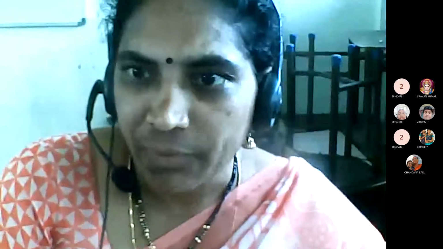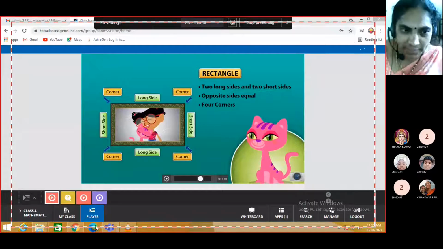1, 2, 3. 3 edges. And let us see the corners. 1, 2, and 3. 3 corners. Vaishnavi, can you give 2 examples for this triangle? Examples for triangle are roof of a hut, hanger. Yes, roof of a hut and hanger are the examples for triangle.